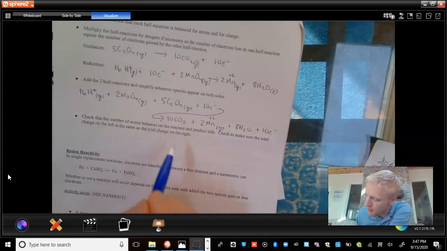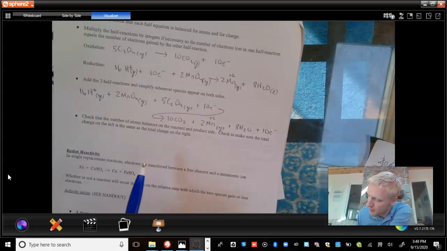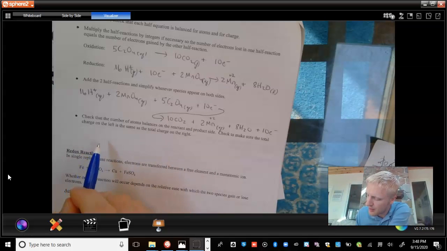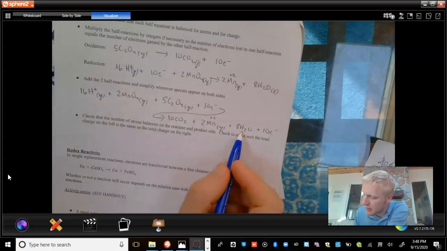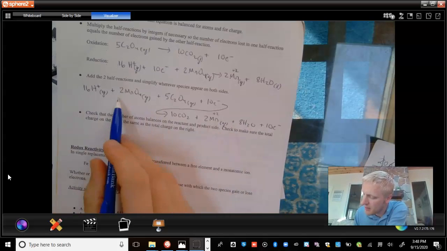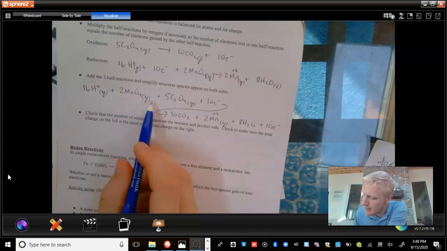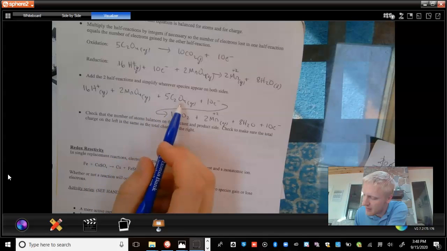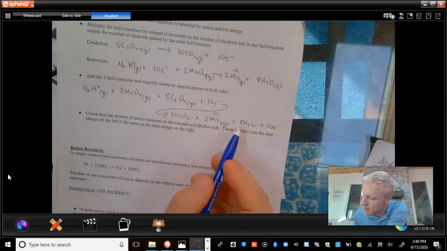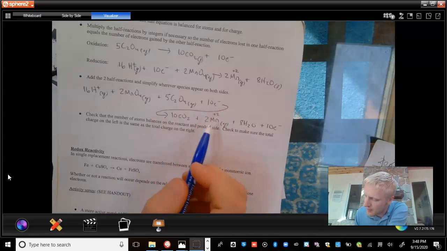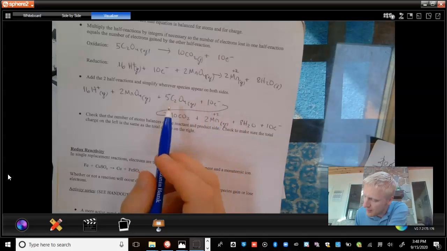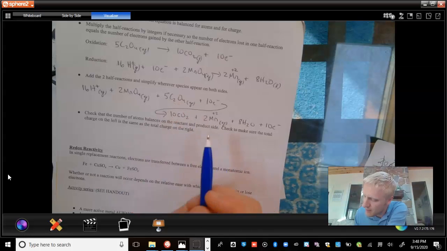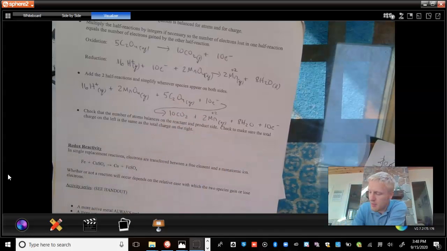Now the last step: check that the number of atoms balances on the reactant and product side, and check that the total charge on the left is the same as the total charge on the right. So we've got 16 H's, 8 times 2 is 16. 2 Mn's. 2 times 4 is 8, plus 20 is 28, 5 times 4 is 20. That gives us 10 times 2 is 20, plus 8 is 28. 10 electrons, and it looks like that's about it. 5 times 2 is 10, 10, and it is absolutely balanced.